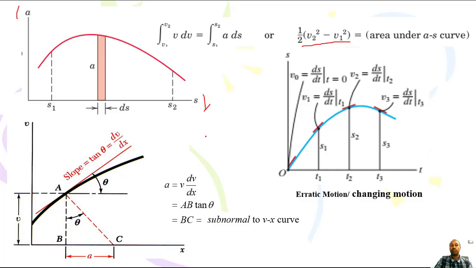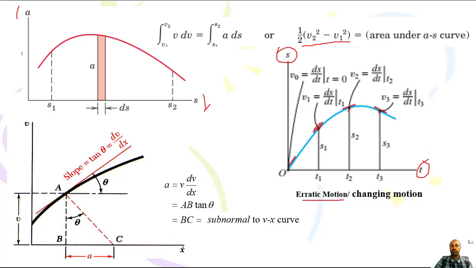Then sometimes you may have erratic motion, which is changing motion. For every interval, here at point t1, you may have v1, if you are given s versus t. Then you will have erratic motion, which is the rate at which the distance is changing with respect to time. Here different, here again different: v1, v2, v3, all different. So this is erratic motion.